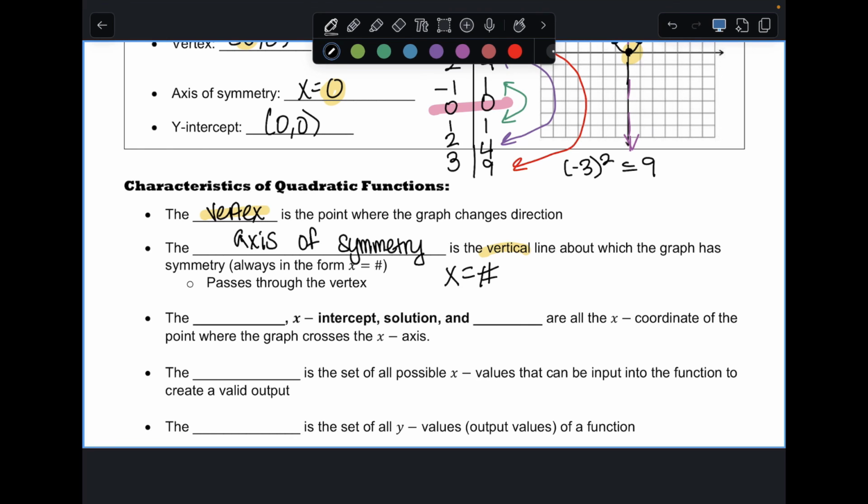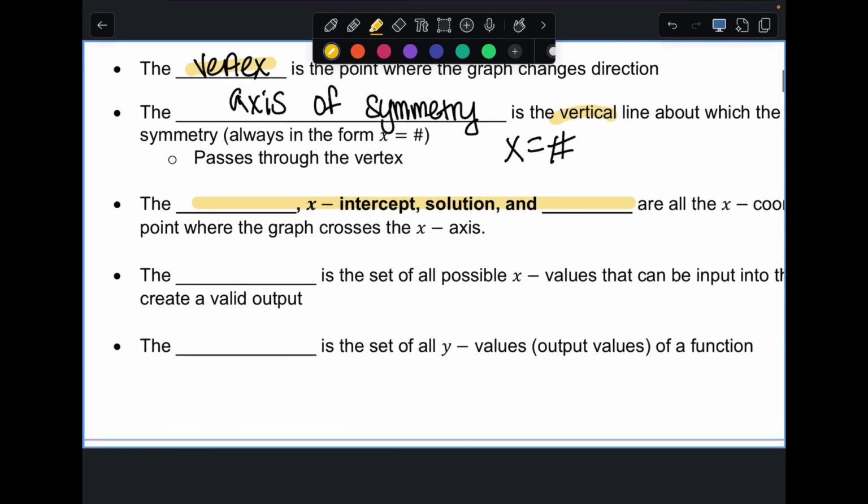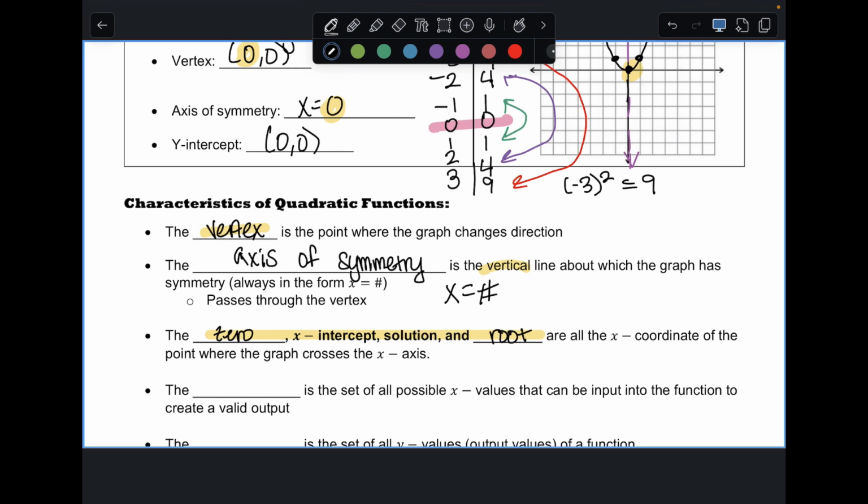Okay. Next thing, and it's kind of hard to see on our parent graph, but there are 4 words in this unit that all mean the same thing. And those words are zero, x-intercept, solution, and root. If it says find the zeros, or find the solution, or find the root, or find the x-intercept, it's all asking for the same thing. It's asking for the point where your graph touches the x-axis. So in this case, what's my x-intercept or my zero? Where does it touch the x-axis? Yeah, 0, 0. So this point is actually my x-intercept also.